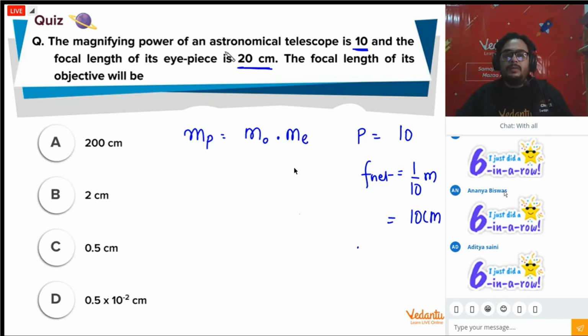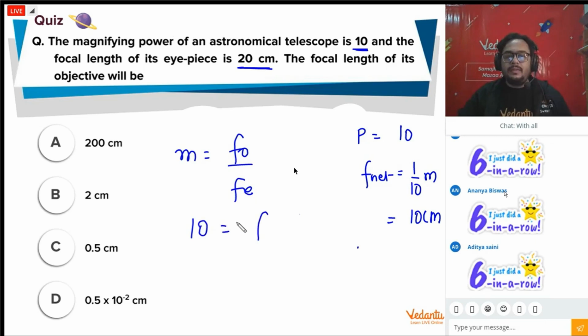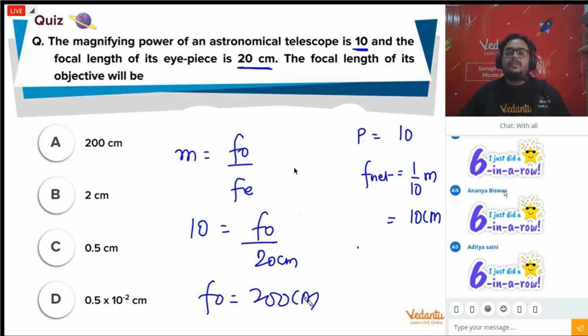Okay, I am using the wrong formula. I'm using for compound microscope. Magnification is FO by FE. Yes. So then though it is halwa only. So FO you will get 200 centimeter. I was using for compound microscope.